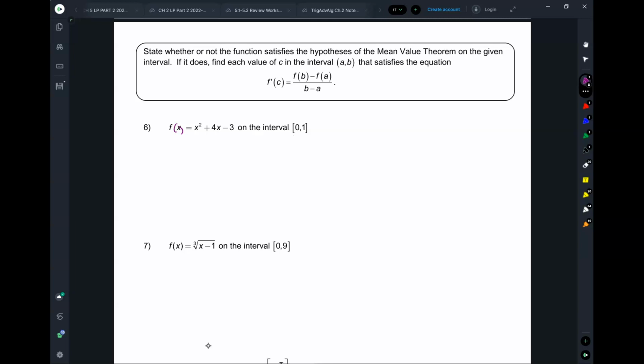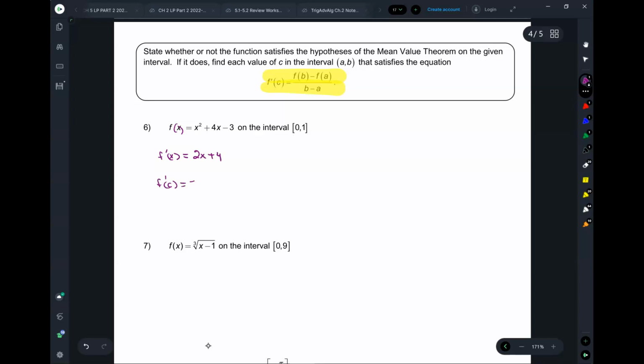So from 0 to 1, is this function continuous? Yes. Is it differentiable? Is there a corner or a vertical tangent or a cusp? No. Okay, so it satisfies the conditions. Now you find the derivative. Remember, this is the formula you're going to use. You have to find the left part and the right part independently, then set them equal to each other. So f prime of x is 2x plus 4.